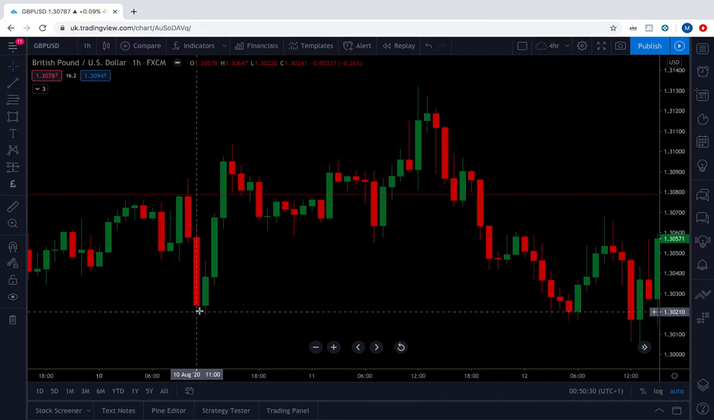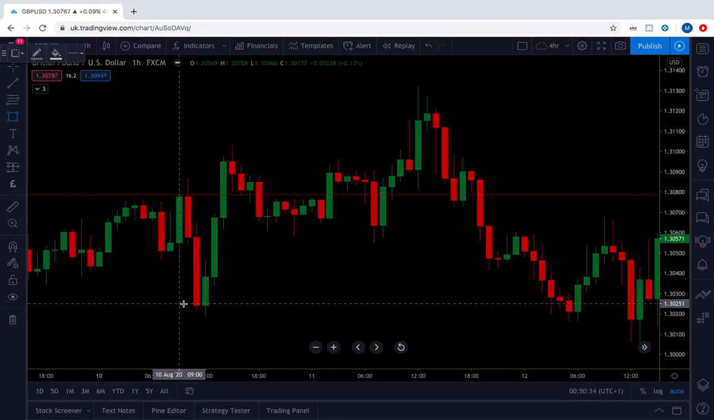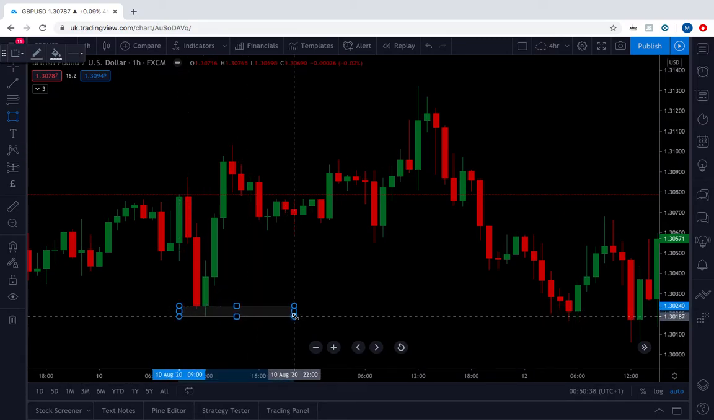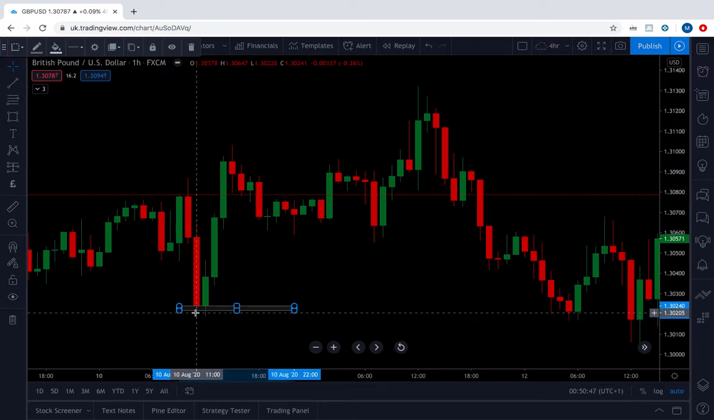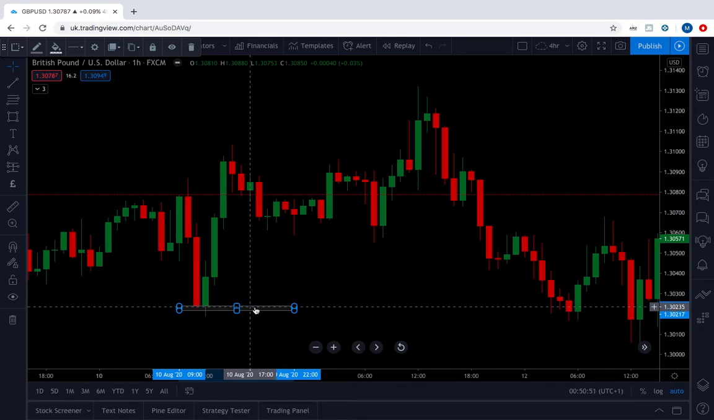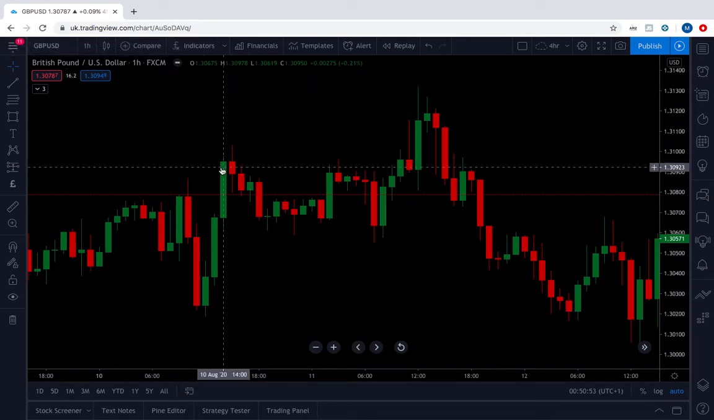You want to draw the zone from the body of both candles to the bottom of the wick, or sometimes if you want to be even more precise, you can draw it to the wick which is the smallest. You can see this is the smallest wick, so you can draw the zone like that. Now let me show you the power of this.